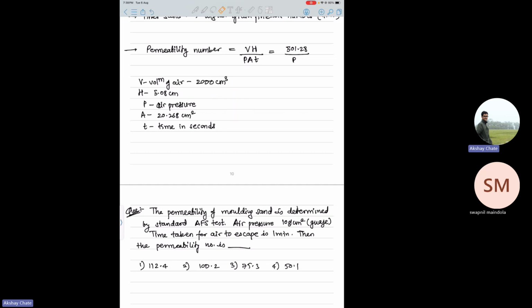Okay, so this is not capital T. This is small t, time. 1 second is the constant, is it correct? Let me just check. I have it somewhere. Let me just check. VH by PAT is the correct one. 5.08.